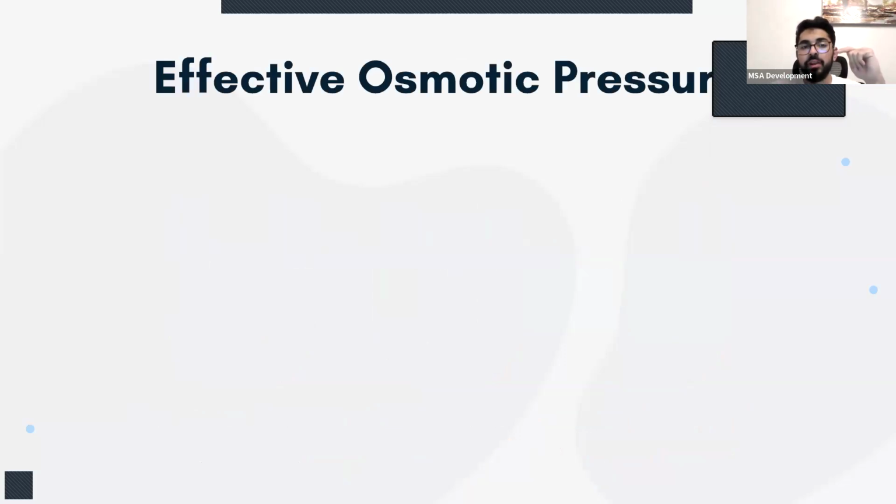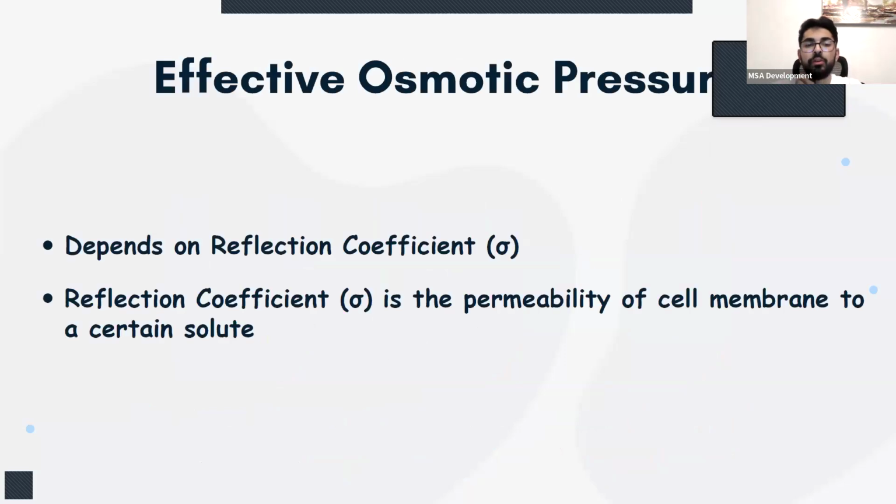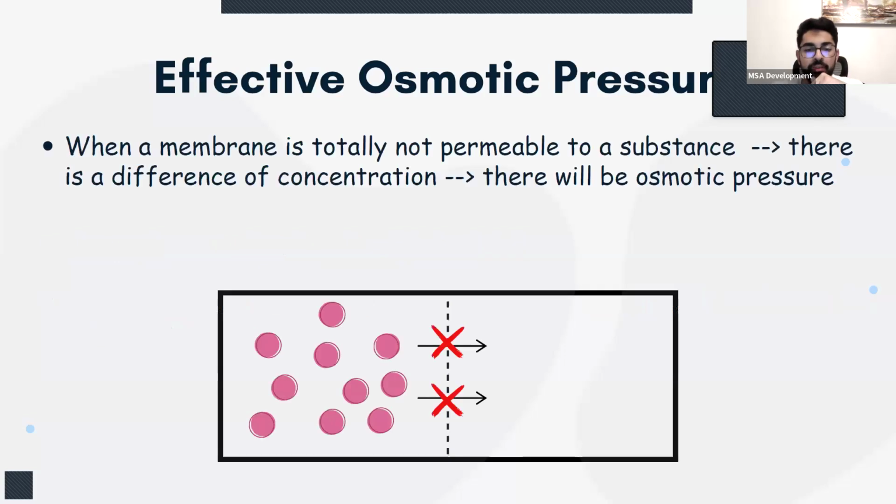Effective osmotic pressure. This is different than osmotic pressure, okay? Because it's dependent on something called the reflection coefficient. This reflection coefficient basically resembles the permeability of the membrane to a certain solute, okay? So let's take this as an example. If you have a membrane that's totally impermeable to a substance, and there's a difference in concentration, as I said, normally what would happen is that this solute is just going to jump to the other side, but this can't happen here because this membrane does not allow that. So there's gonna be osmosis from this side to this side, okay?